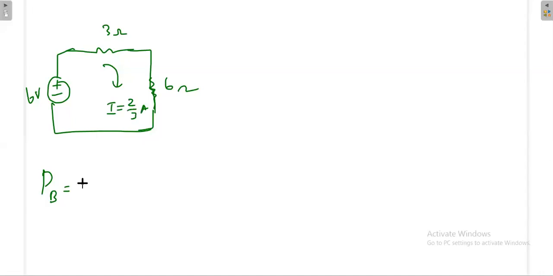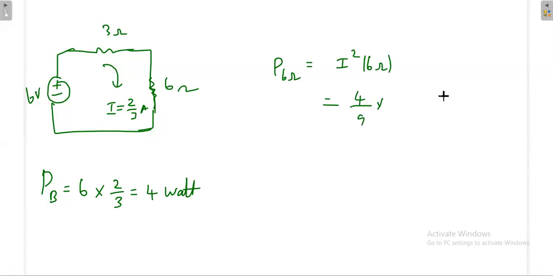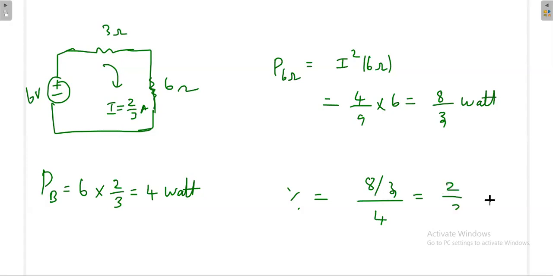What is the power given by the battery? It is 6 into 2 by 3, that is 4 watt. Now, what is the power across the 6 ohm? The power across the 6 ohm is equal to I squared into 6 ohm, that is 4 by 9 into 6, which is 8 divided by 3 watt. Now, what is this percentage value? 8 by 3 compared with 4, so 2 by 3 into 100.